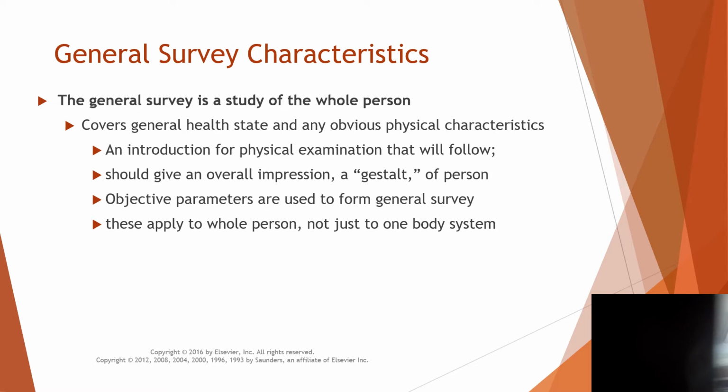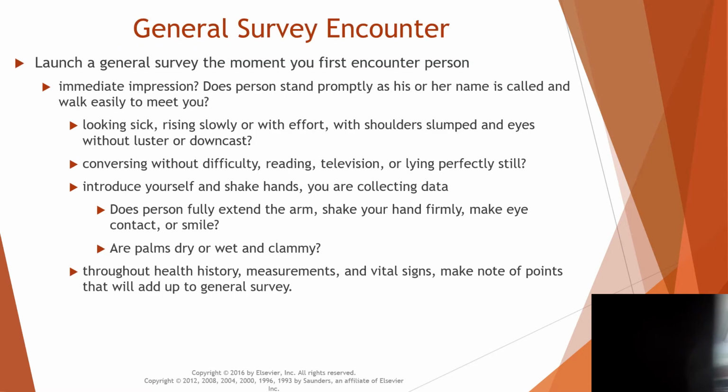Objective parameters are used to form the general survey. These apply to the whole person, not just one body system. And the general survey starts as soon as you get into contact with the patient. You launch a general survey the moment you first encounter the person. You're going to look at the immediate impression.